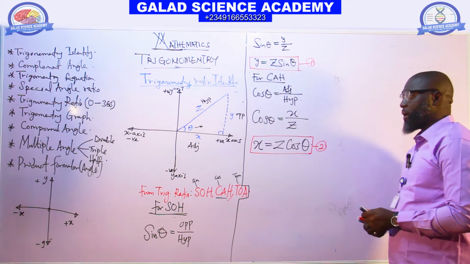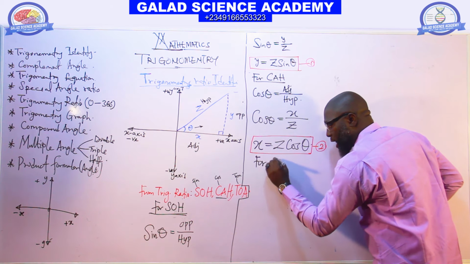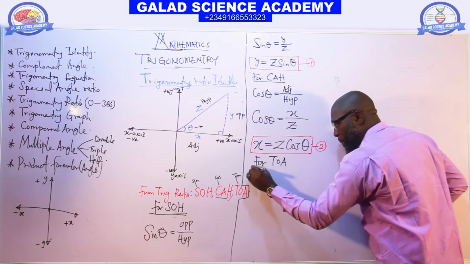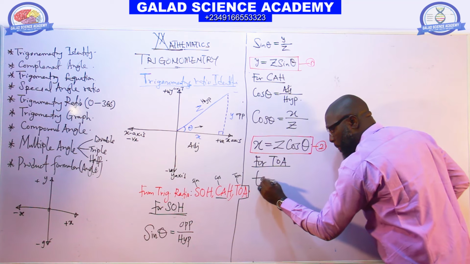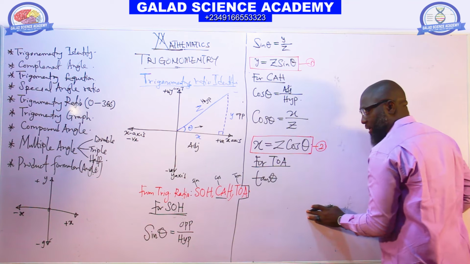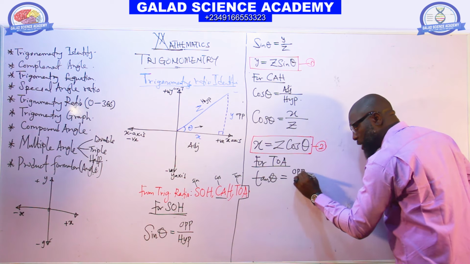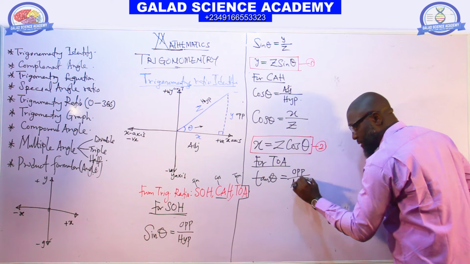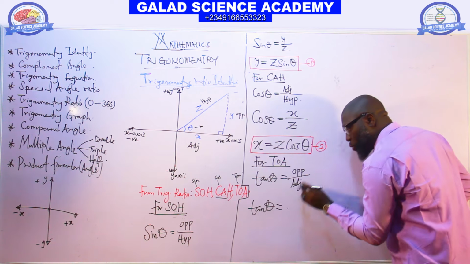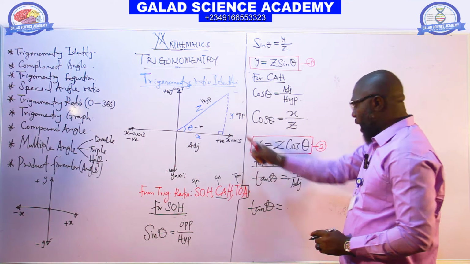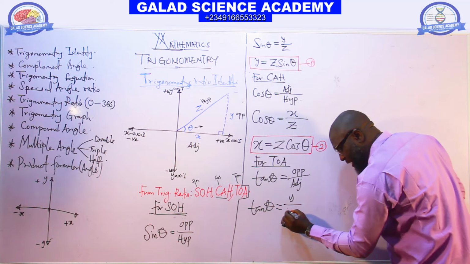So what's the next thing now? We are looking for tan. So tan theta is equal to opposite over adjacent. The opposite is y, and the adjacent is x.